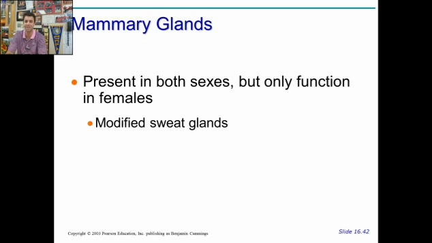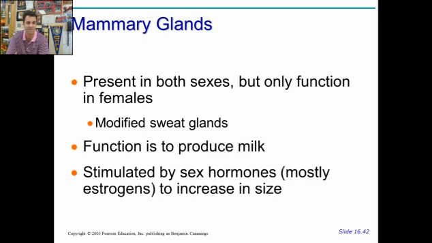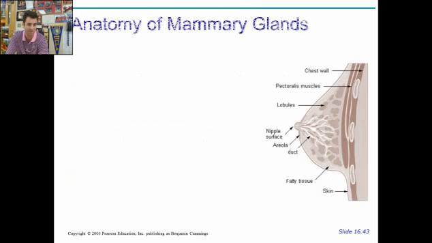Breasts, mammary glands, are present in both sexes. Yes, men, you have them. Can you lactate? We can find out. You let me know. They're modified sweat glands, although they don't produce sweat, they do produce milk. And they're stimulated by the sex hormones, mostly estrogens, to increase in size. So this is why women, as they go through puberty, their breasts enlarge, and they're preparing to produce milk, essentially.